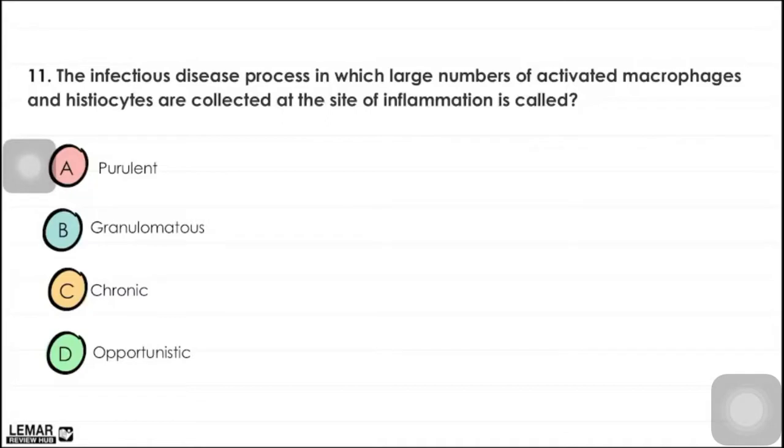This is a description of granulomatous. If many activated macrophages and histiocytes aggregate in an injured area, particularly with the formation of multinucleated giant cells, the reaction is called granulomatous. Okay, the answer here is letter B, granulomatous.